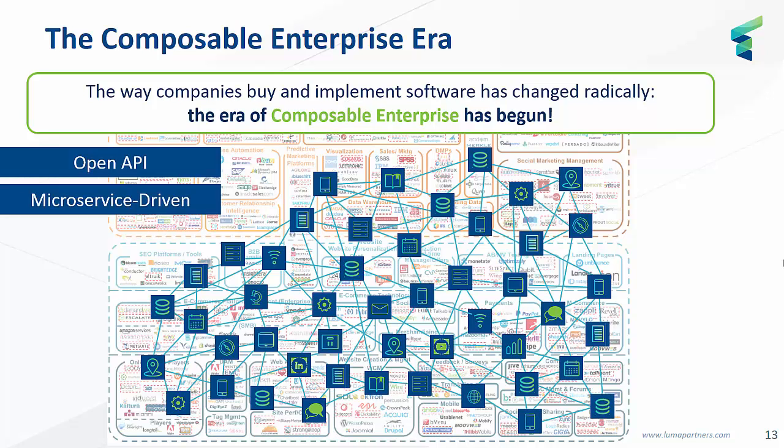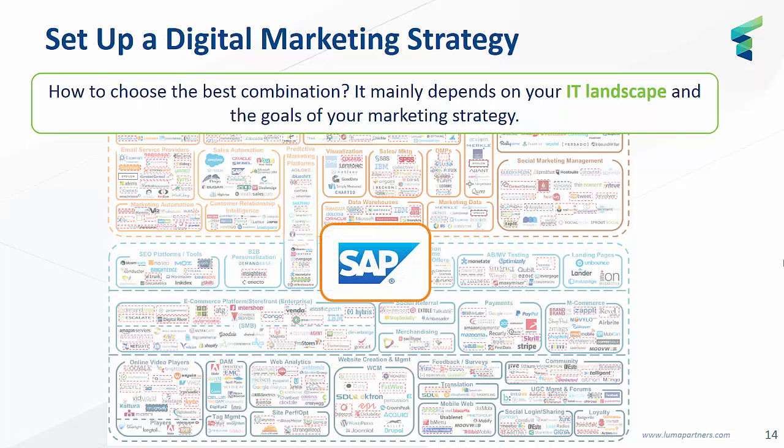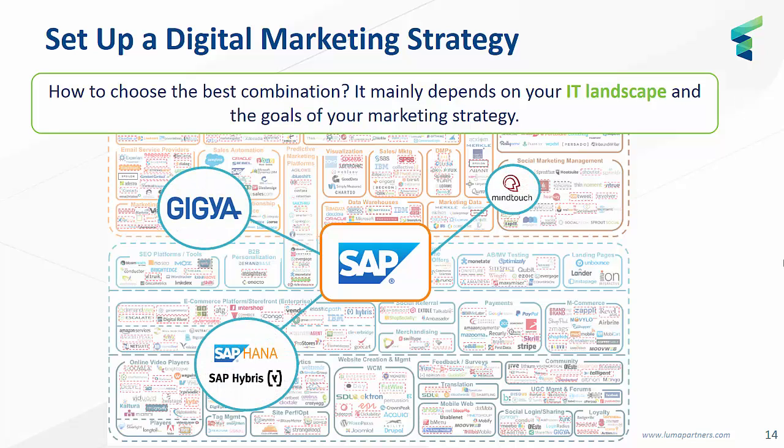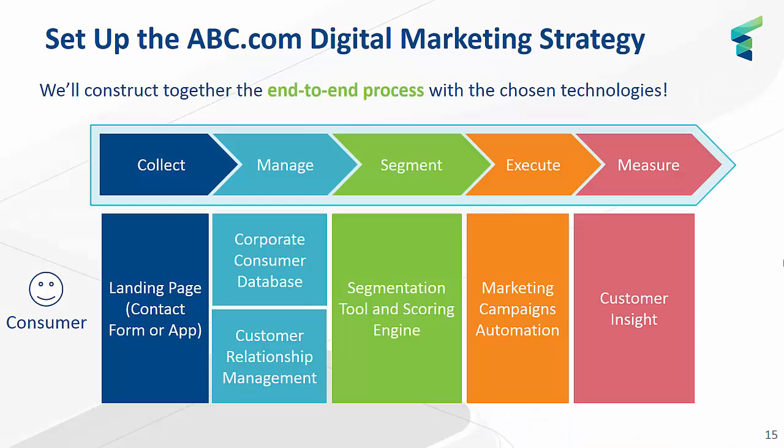Given the previous consideration, how can we choose the best combination between all of these components? The answer is, it depends on your IT application landscape and on the digital marketing strategy that you want to implement. Here we're assuming that there's an SAP-based application landscape. As a result, we've decided to adopt the SAP Hybris Marketing as our digital marketing platform, integrating it with SAP HANA Cloud, SAP Cloud for Customer, Gigya, Amazon Web Services, and MindTouch. With these components, we will implement an end-to-end process with the following steps.